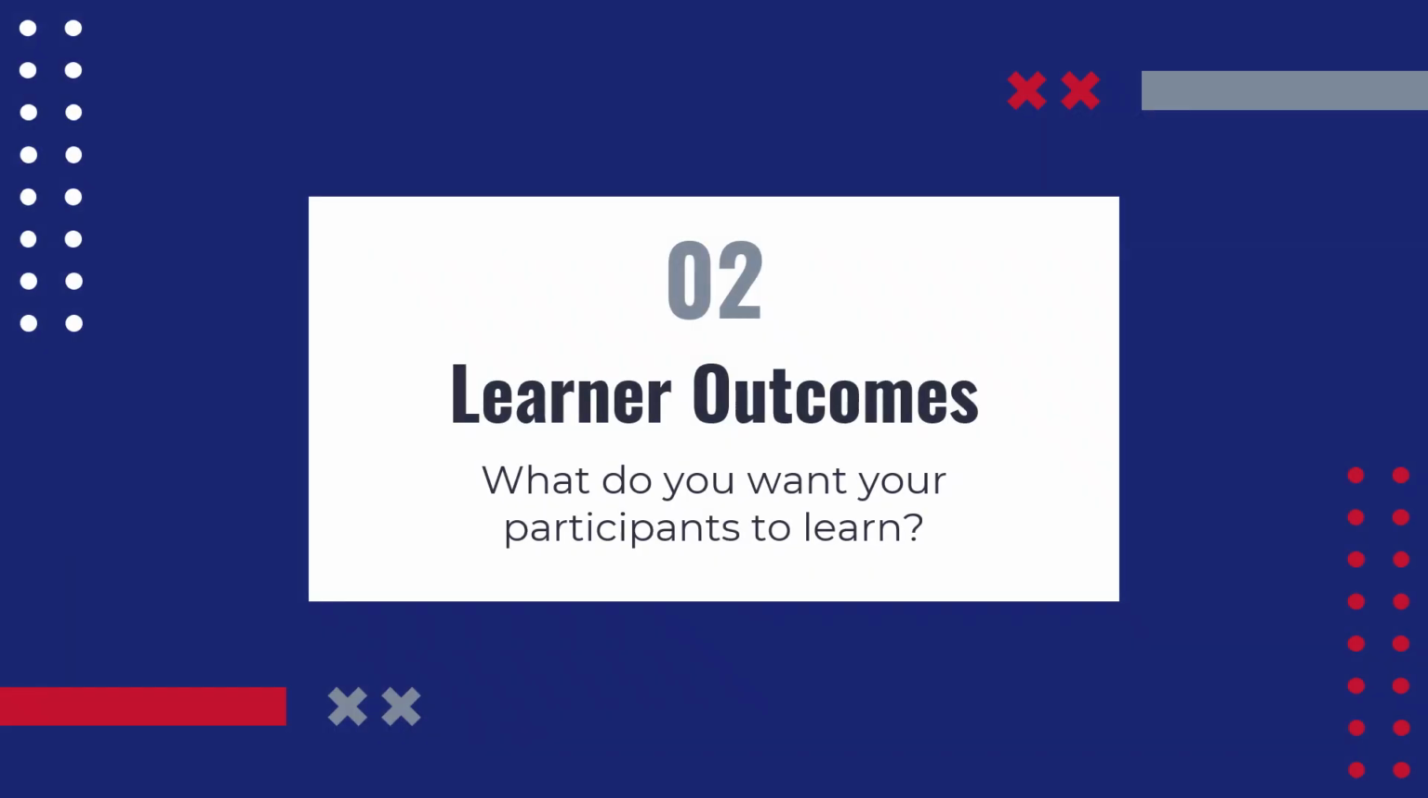Let's tackle learner outcomes next. This is actually a great place to start when you first have an idea for a presentation. Consider the question, what do you want your participants to learn or come away with? Your answer will shape the bones of your presentation and help you organize it into sections. Generally, you'll want attendees to come away with 3 outcomes, although you may have more if your presentation is longer.